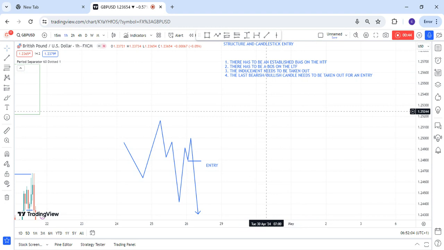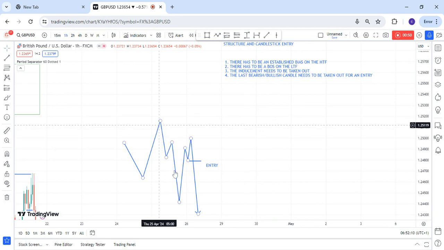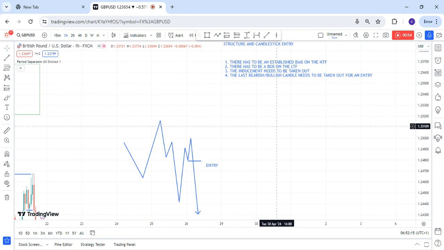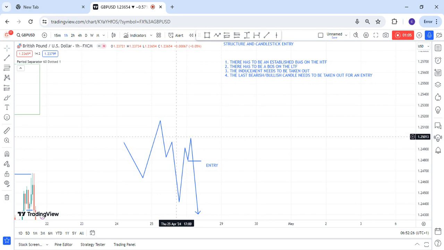On the lower time frame, that is in my own case the time frame I use for entry, which is the 1 hour, there has to be a break of structure. But observe that in this very case, there was a break of structure to the downside. Now, the third thing I want to establish is that the inducement on the lower time frame, which is the time frame for my entry, needs to be taken out. And you see that this is the inducement, it was actually taken out.